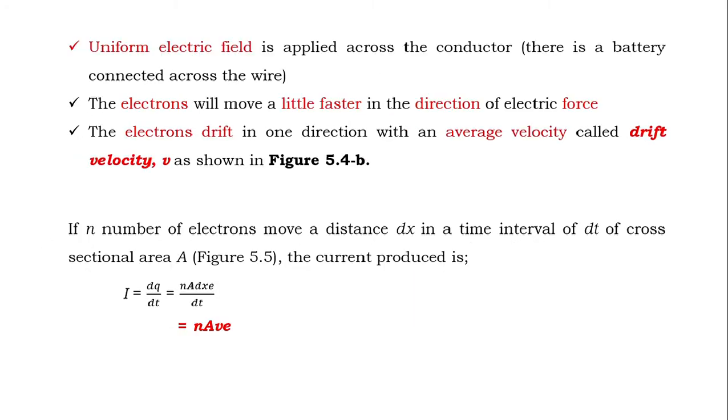So next, yang ini dia kata, explanationnya sama je macam tadi. Dia kata uniform electric field is applied across the conductor. There is a battery connected across the wire. The electrons will move a little faster in the direction of electric force. Pada awalnya elektron akan freely bergerak kan, bergerak slow je. Tapi bila awak connected to battery ataupun awak mengalihkan arus elektrik pada objek tersebut, dia terus bergerak laju. So kita panggil elektron tu adalah electron drift, dan dia bergerak dengan keadaan drift velocity.